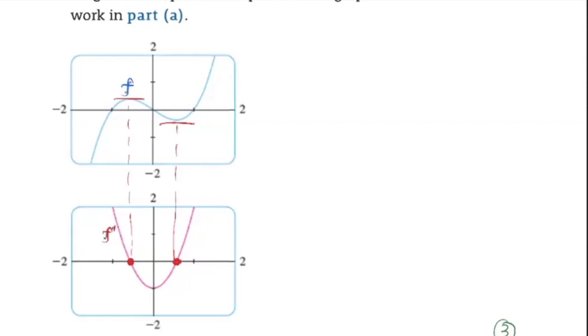Okay. Now, before this point, the slope is positive because the tangent line is rising from left to right. So f prime is positive. From here to here, the tangent line is falling from left to right. So it's negative f prime. Over here, the tangent line is rising from left to right. So the slope is positive. So f prime is positive over here. Okay. So this graph serves as a check on our work in part A.